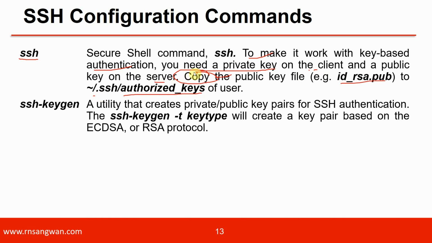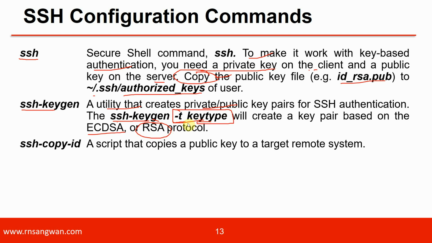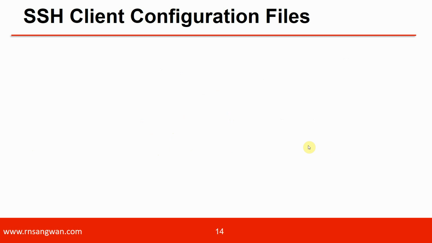However, copy is not the right word. ssh-keygen is the utility which is used to create key pairs, and with ssh-keygen -t and a key type we can use keys based on different algorithms. By default, when you use ssh-keygen without the -t option, you will be creating an RSA key pair. But if you want to create ECDSA or other, you can use the -t option. This is the command which is actually used to copy the keys, ssh-copy-id, and this is what I was talking about. This is a script that copies public keys to target remote systems.